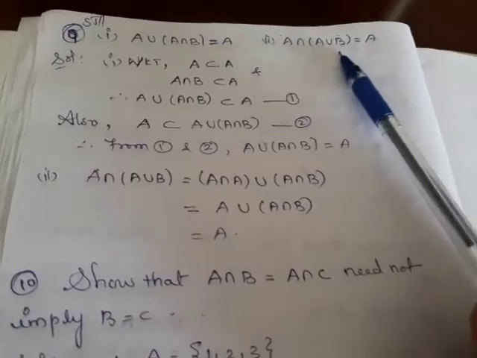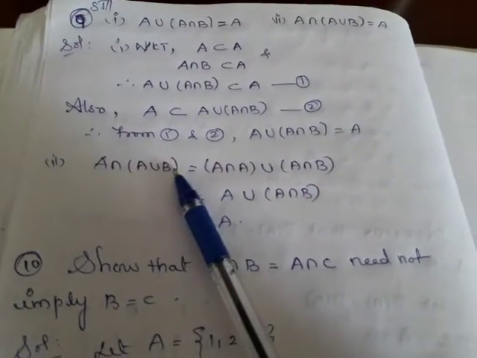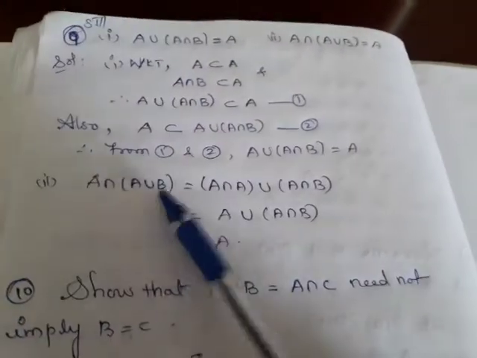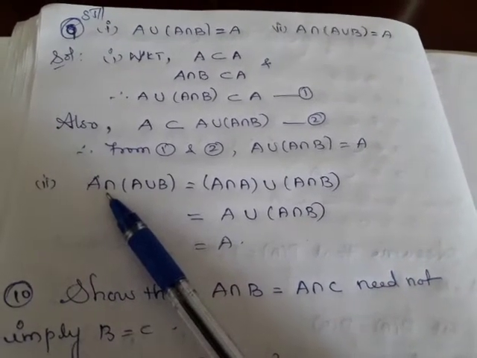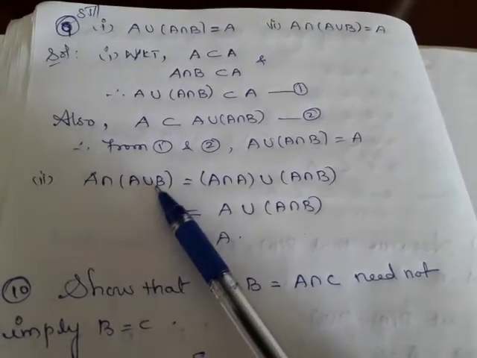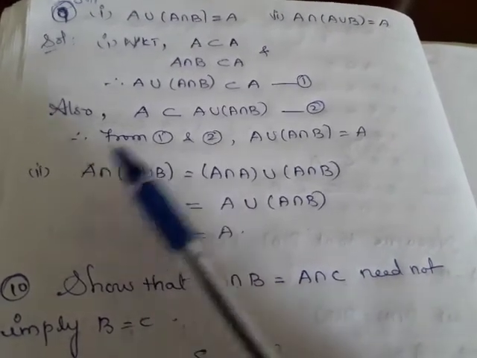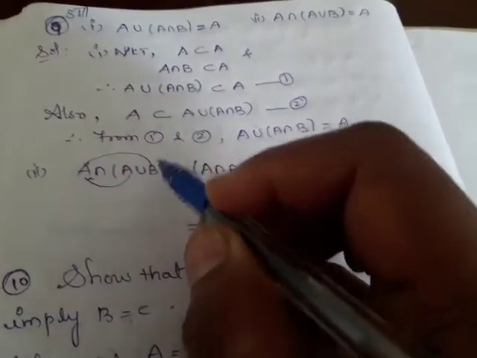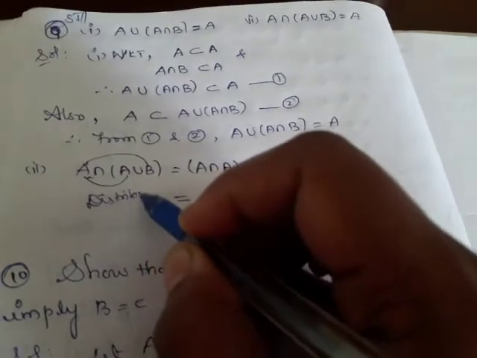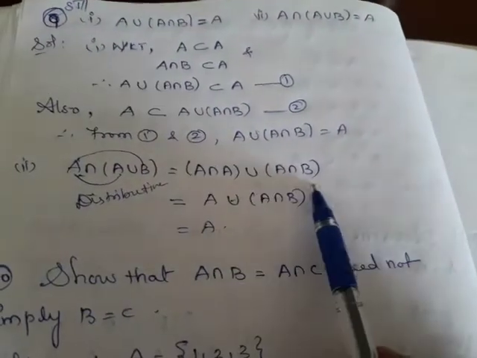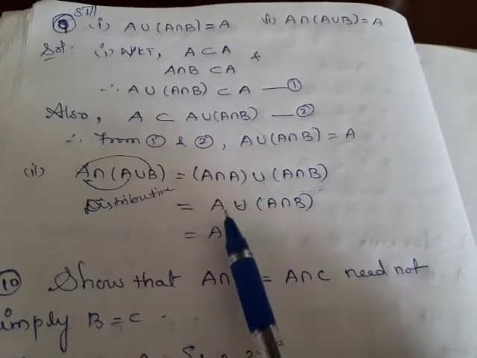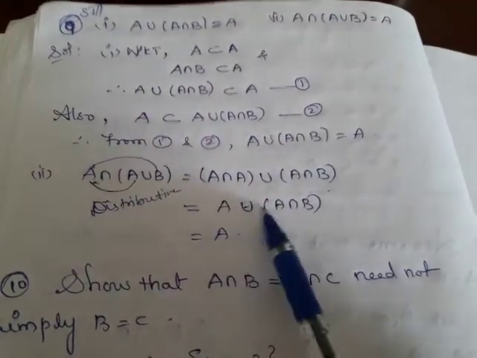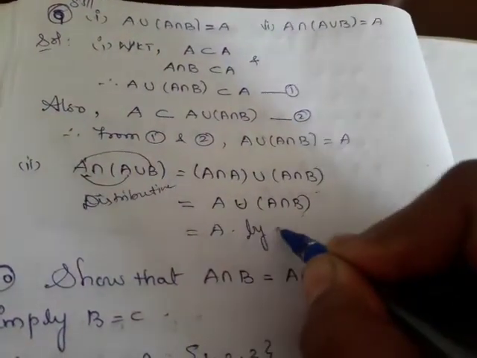Yes. Now we are moving on to the second part, A intersection (A union B). This also can be proved in this way, but there is a simpler way. Since it is intersection, we know the distributive law. A intersection (A union B) can be written as (A intersection A) union (A intersection B). This is the distributive law, so using it we have written it like this. But what is A intersection A? It is nothing but A. So we get A union (A intersection B). Just now we proved A union (A intersection B) is nothing but A. So we can write A. This is by the first part.